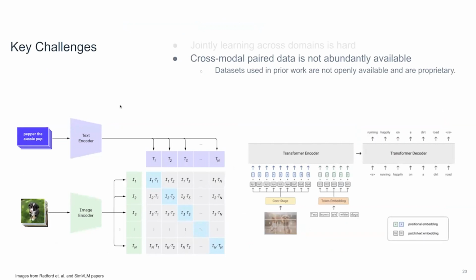We talked about how jointly learning across domains is hard. The best approach we have for that is UniT. But another problem that researchers working on open domain problems face is that cross-modal paired data is not generally abundantly available. CLIP was trained on 400 million image caption examples, but the data was never released, so we don't have access to it. Similarly, Google uses the JFT 1.8 billion dataset, which is their internal dataset. They are not openly available and are proprietary.